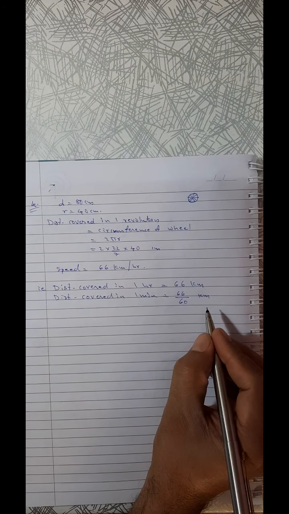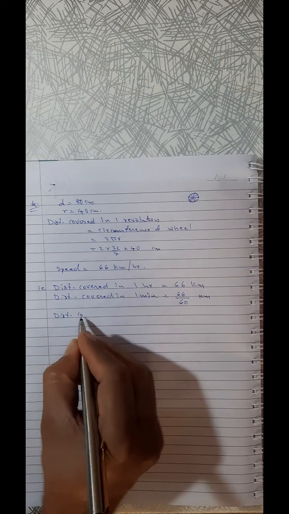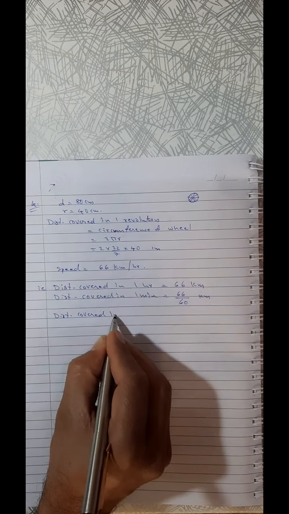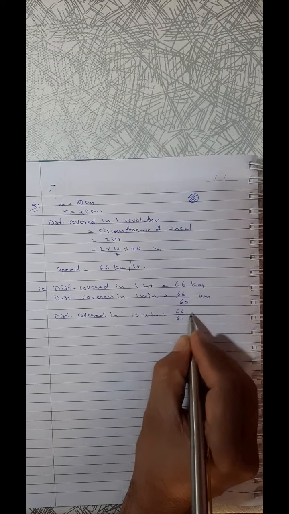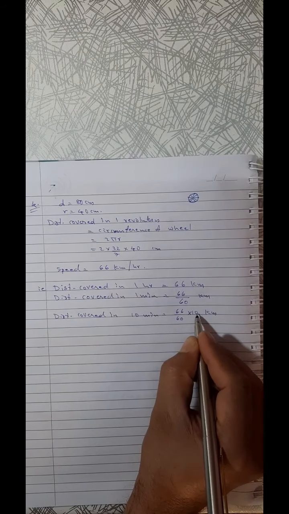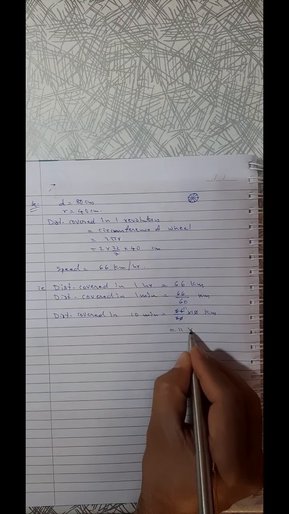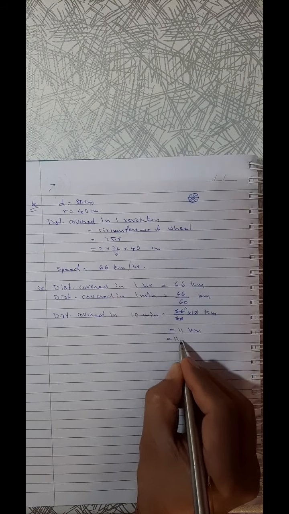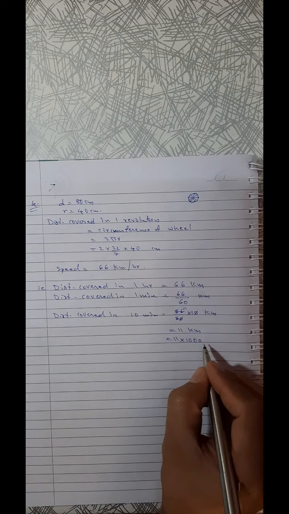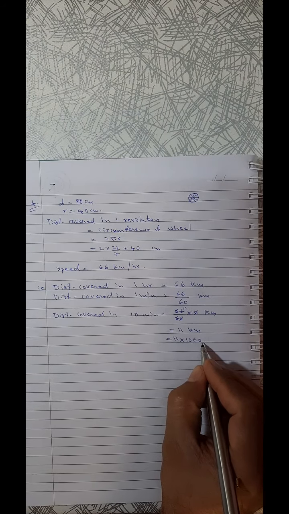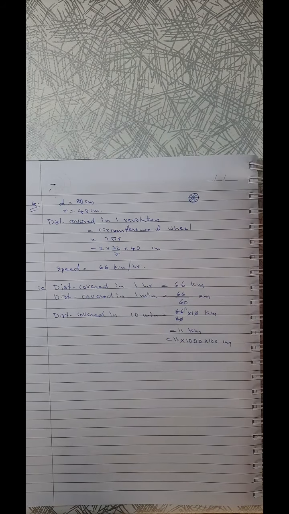Our question has 10 minutes. So we will say distance covered in 10 minutes equals 66 upon 60 into 10 kilometers. 0 cancelled, 11 kilometers. 11 kilometers means what? 11 kilometers means 11 into 1000 meters, but here it is in centimeters, so 1000 meters into 100 centimeters. This much distance travelled in 10 minutes.